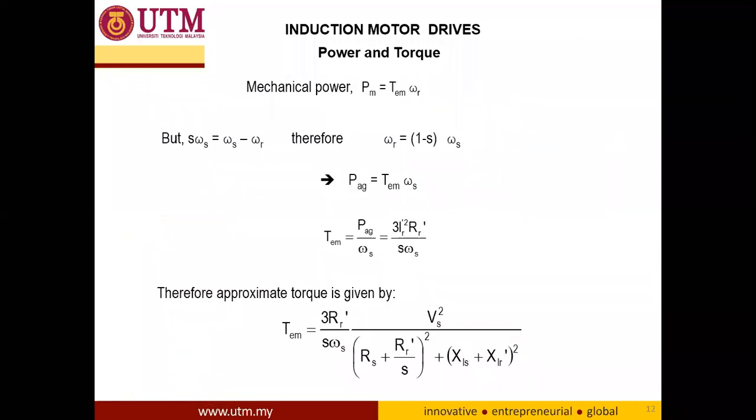The power of the motor can also be calculated in terms of mechanical output: the motor power is equal to the torque produced by the motor multiplied by the speed of the rotor. And this speed of the rotor, as you can recall, can be written as (1 minus S) omega_S.